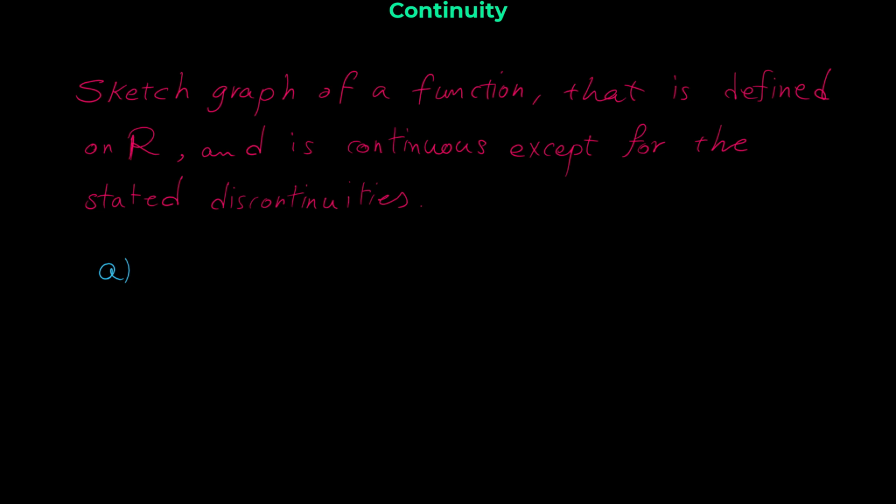Hello and welcome. In this video, we want to sketch graph of functions with the information of the continuity of the function. A sketch graph of a function that is defined on all real numbers and is continuous except for the stated discontinuities. The first function that we want to graph is a function that is continuous everywhere except at these points.